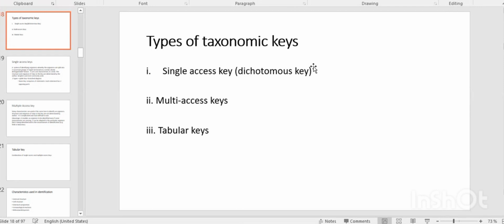So we said that therefore taxonomy has got two branches, nomenclature and systematics. Nomenclature being the naming of the organisms, systematics referring to putting them into specific groups based on their similarities and differences.